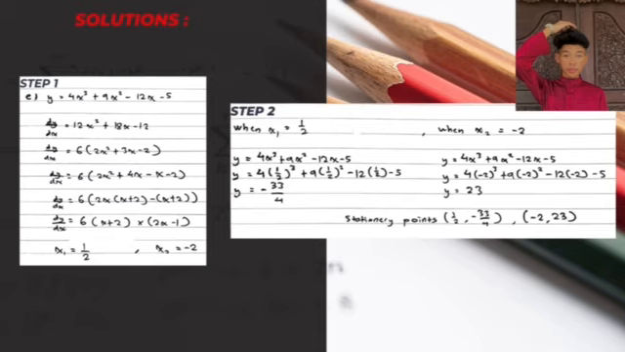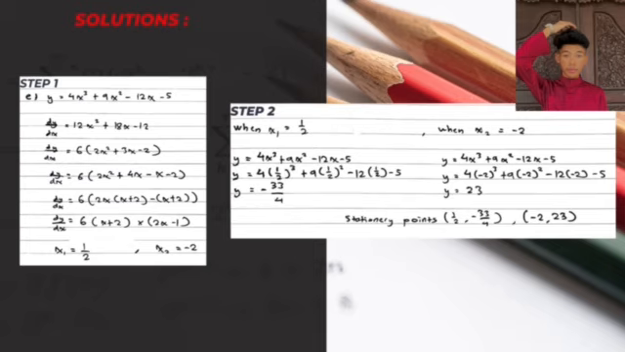And then we got y equals 4(1/2)³ + 9(1/2)² − 12(1/2) − 5. We got the answer: y1 is −33/4.